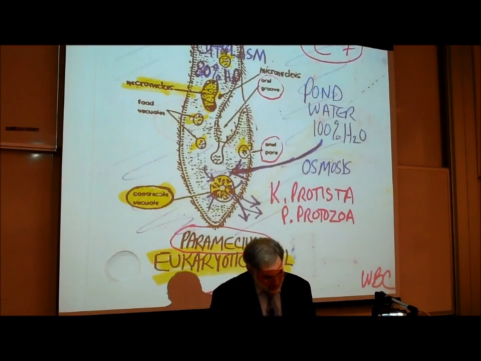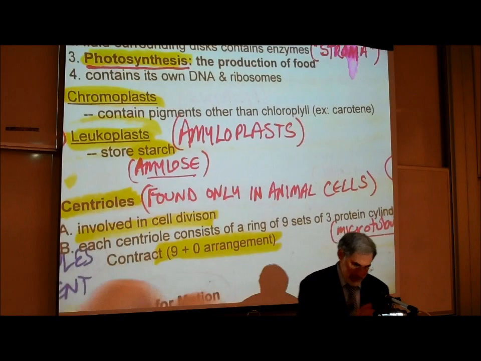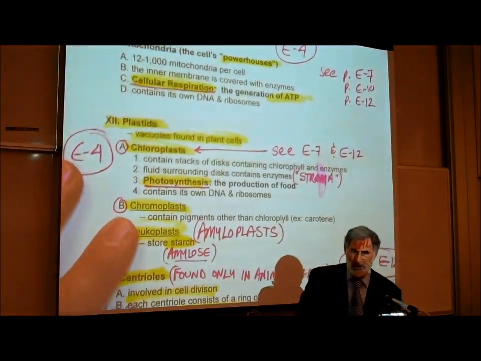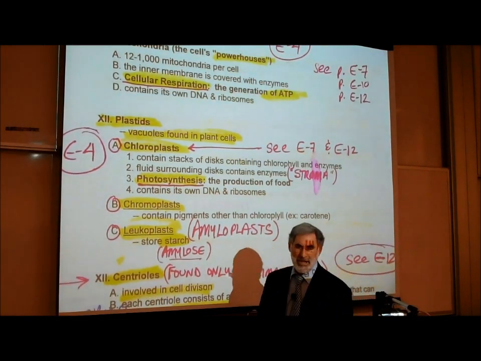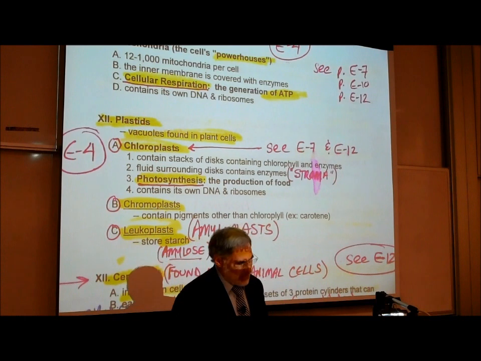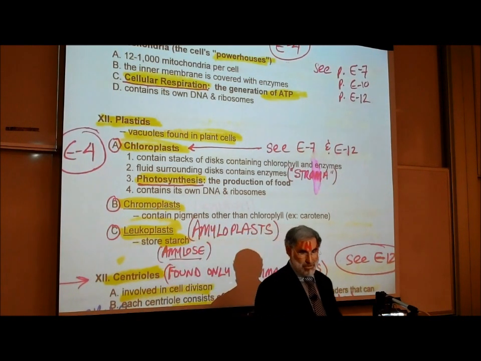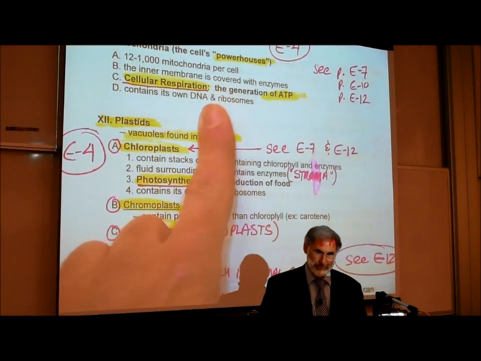Okay, that takes us to page E4. So on page E4, mitochondria. Now, mitochondria are found in cells. They're found in plant cells and animal cells, both. And they are nicknamed the powerhouses of the cell.